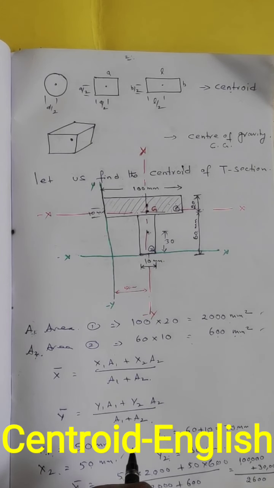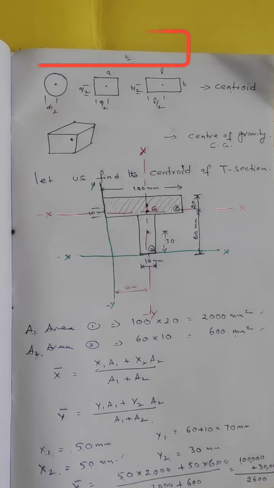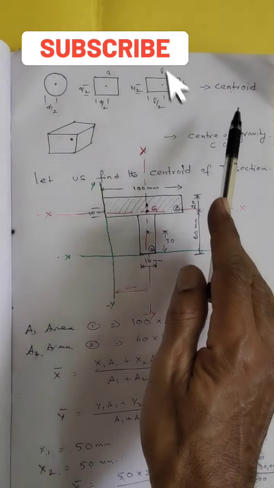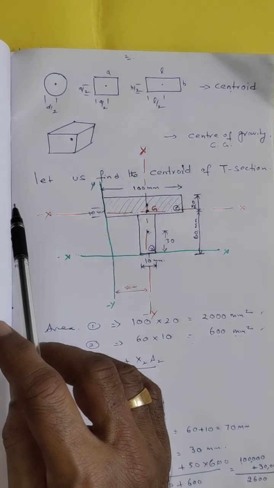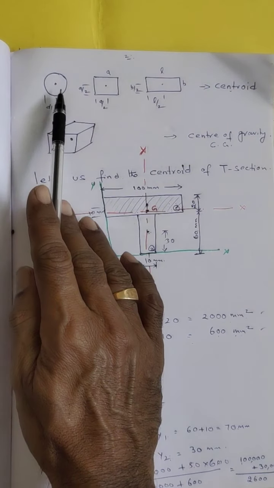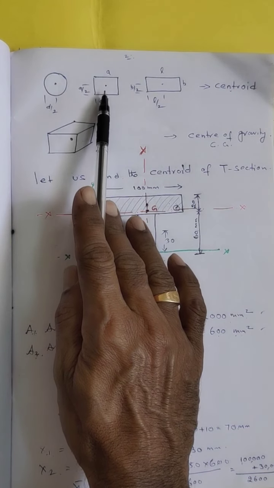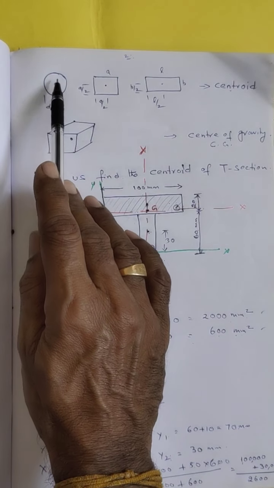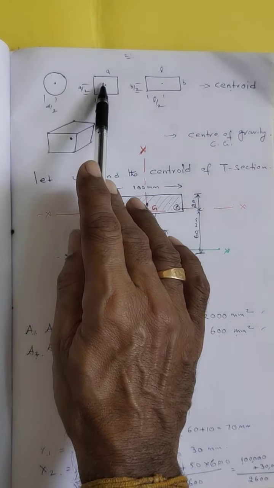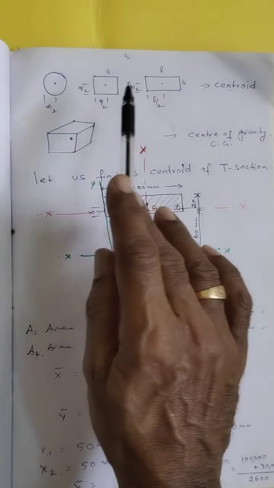Good morning to everyone. Today we are going to see what is centroid and what is center of gravity. Centroid is the center point of a plane surface area, maybe a circle, a square, or a rectangle. The center point of this circle, this square, or this rectangle is known as centroid.